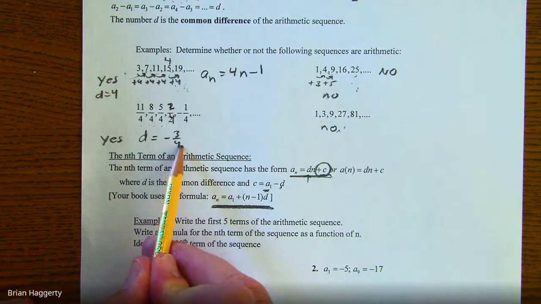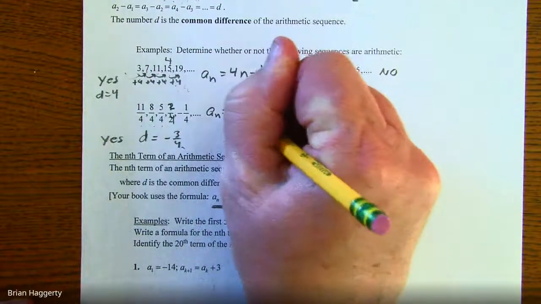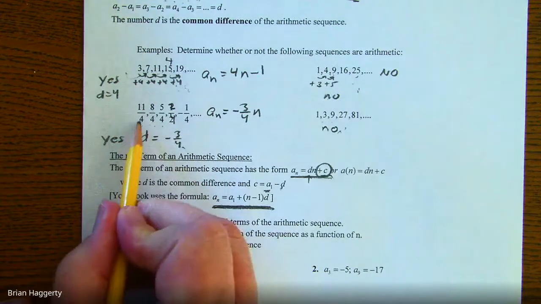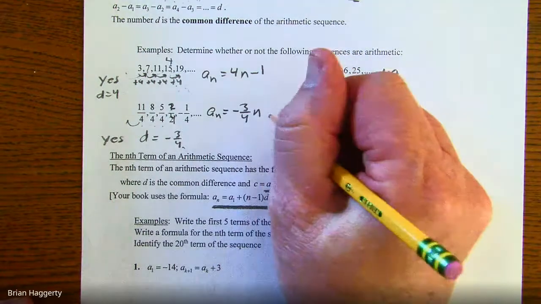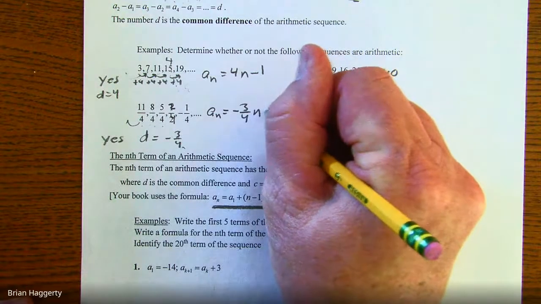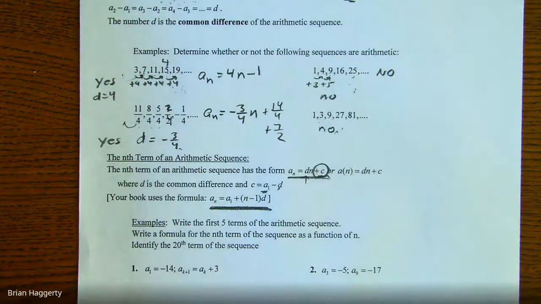So using that same concept to this right here, this is a sub n is equal to negative 3/4 n. If there was one more term in front, what would that have to be in order to keep the sequence true? We'd have to add 3/4, 14/4, or 7/2. There's your formula. Good with that?